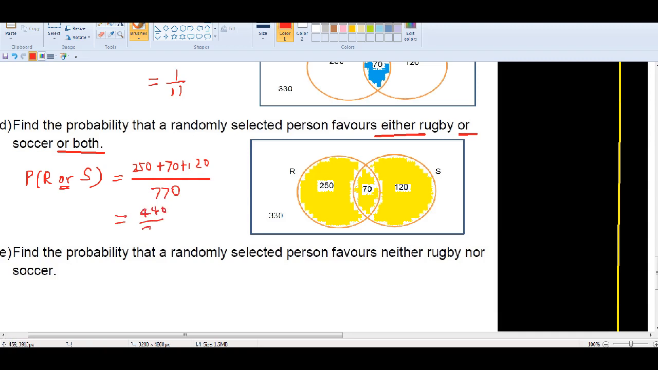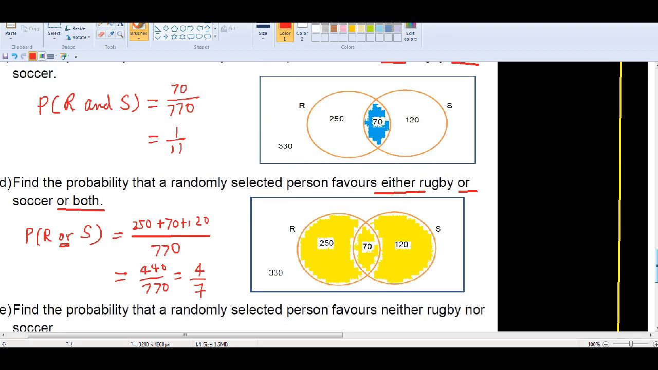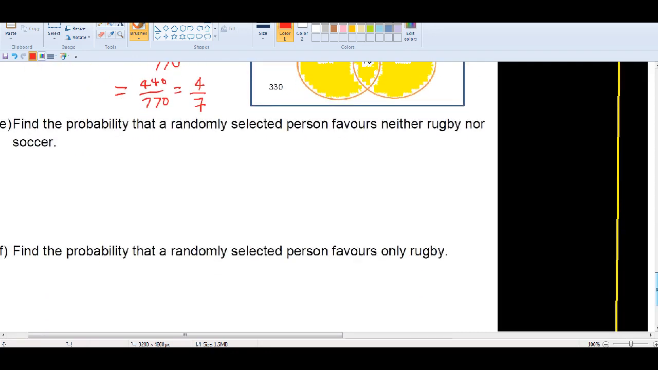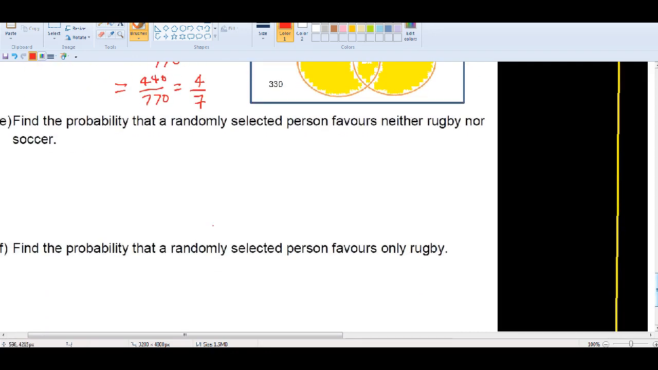So you will have this one, and this one is all good. Alright, so you see the difference between "and" and "or". Okay, so what part of the diagram are we going to use? Find the probability that a randomly selected person likes neither rugby nor soccer. Okay, which part of the diagram are we going to use?